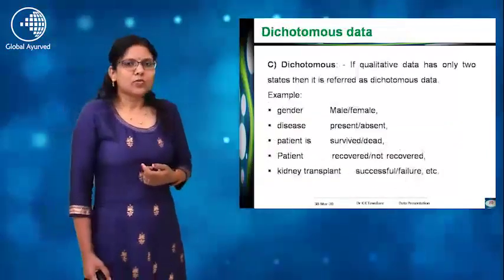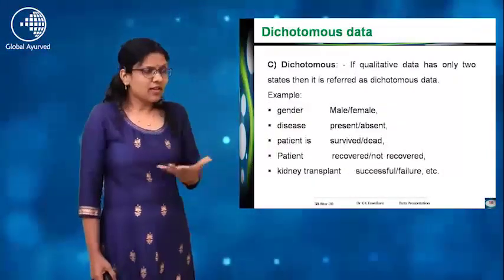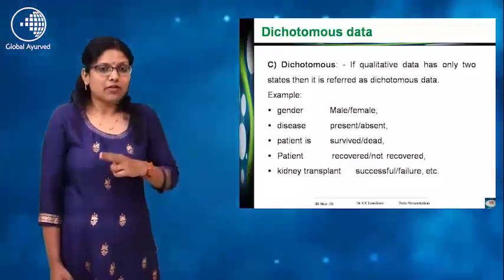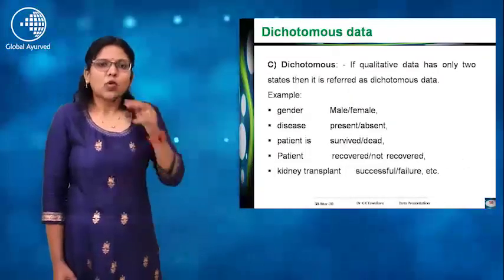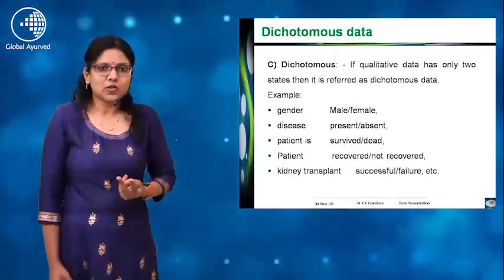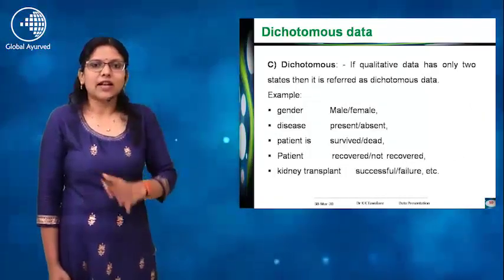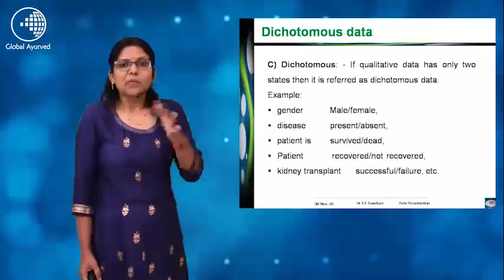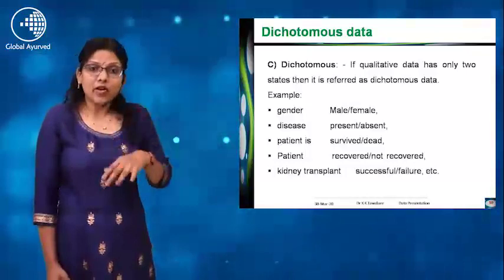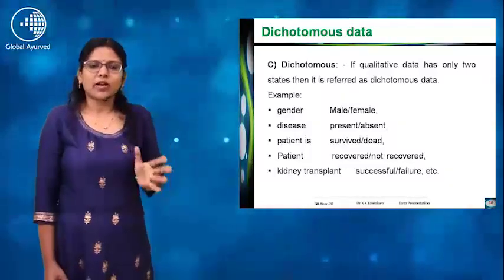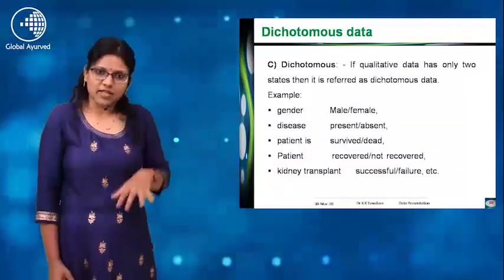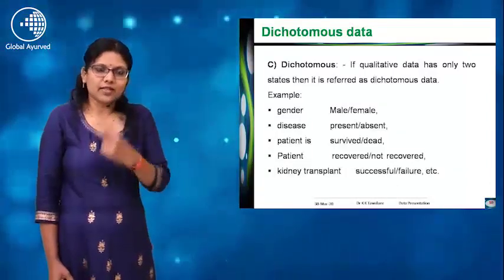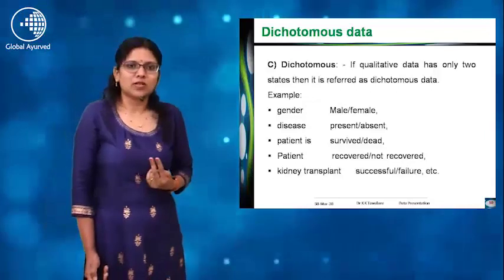Third one is the dichotomous type of data. We can say this data is also a nominal type of data, but di means two. If the qualitative data has only two states, then it is referred to as dichotomous data. For example, gender, male or female; disease, present or absent; patient survived or dead; patient recovered, not recovered; kidney transplant, successful or failure. We get the answer in two states. Such a type of data is called dichotomous data.